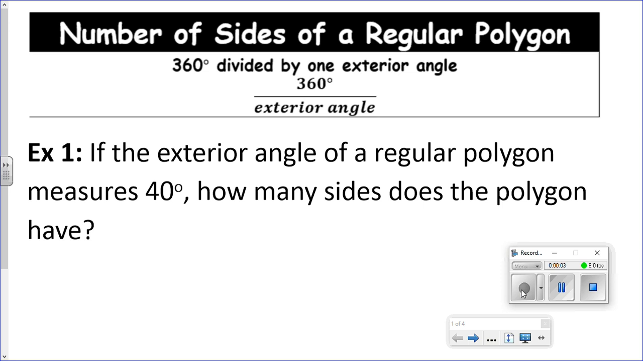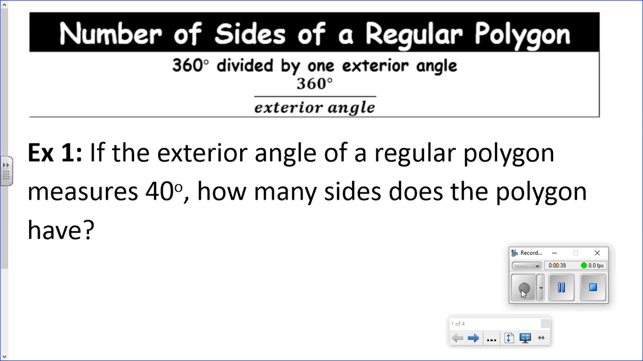Alright, so we're going to now talk about how to find the number of sides of a regular polygon. So we know a regular polygon has sides that are congruent and angles that are congruent. So with that information, I say go find 360 divided by one of the exterior angles. And 360 because that's the sum of the exterior angles, and if you divide it by the measure of one of the exterior angles, you'll figure out how many exterior angles you have, therefore telling you how many sides you have.